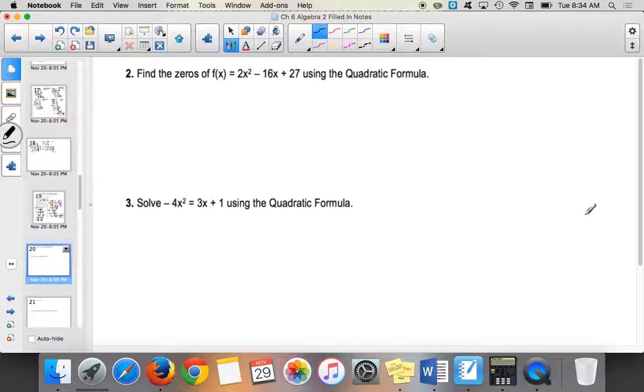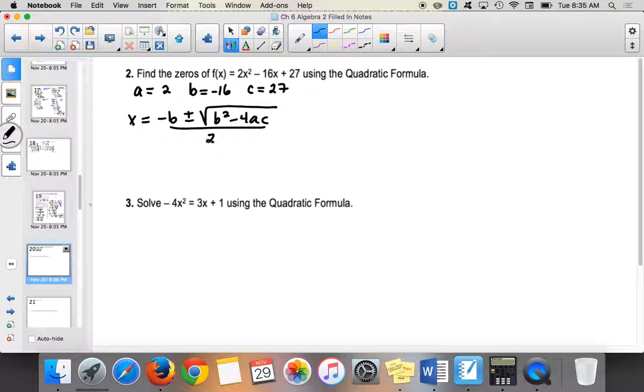So find the zeros of 2x squared minus 16x plus 27 using the quadratic formula. So identify a, b, and c, so do that first. So we should have a is 2, b is negative 16, c is 27. We write our quadratic formula so that we slowly memorize it, right? Do any of you feel like you have it memorized now? Yeah, good. All right, so I have negative b, so negative of negative 16 is going to be positive 16, plus or minus 16, or negative 16 squared.